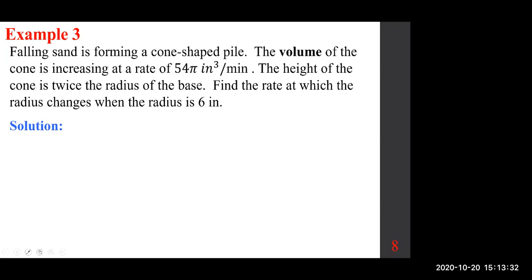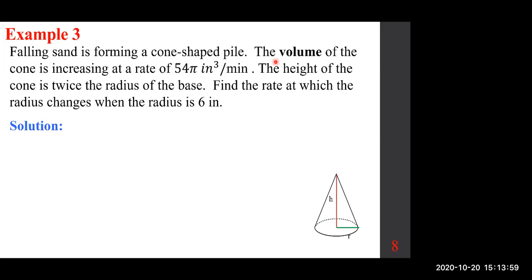Fantastic. First and foremost, cone. I hope everybody remembers the shape of a cone. Then the volume of a cone. So we need the formula for the volume. Anybody remembers the formula for the volume of a cone? Volume equals 1/3 pi r squared h.